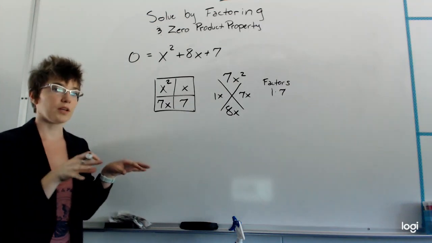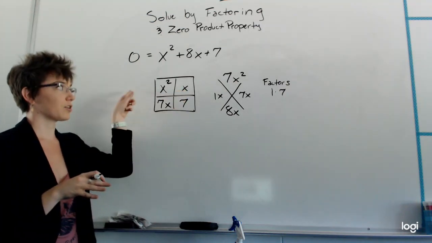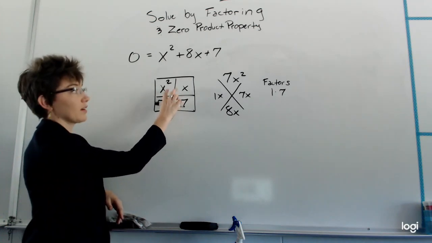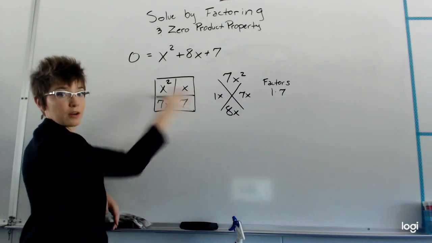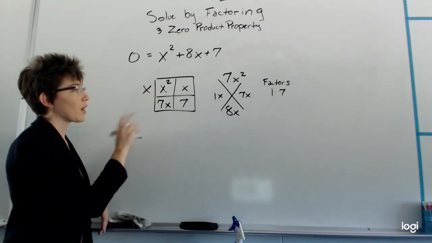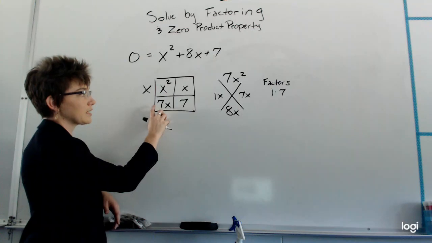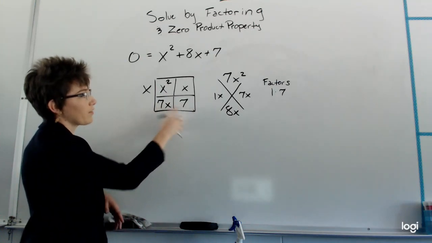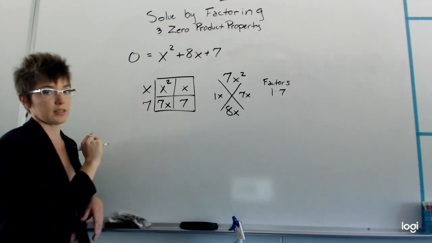Okay, but from here, you're now going to want to factor out what they have in common. So what do these two boxes have in common here? An x squared and an x? Well, the term they both share is just 1x. So I factor out 1x along the side. Okay, what's the common factor between 7x and 7? Well, 7 goes into both, so I pull the 7 out along the side there.